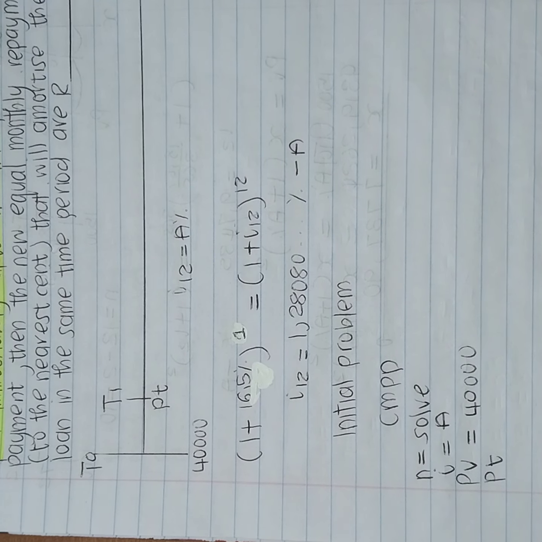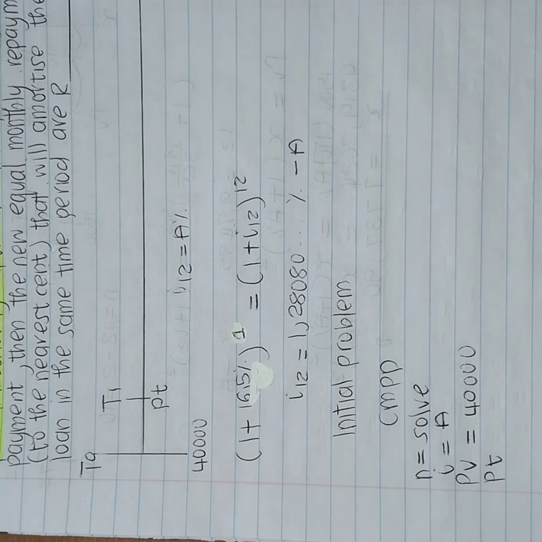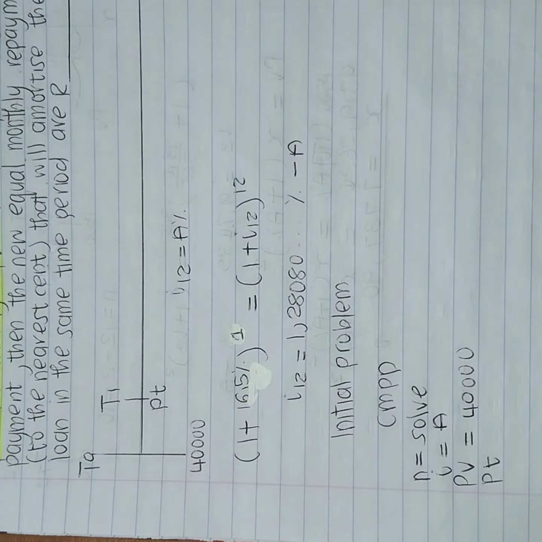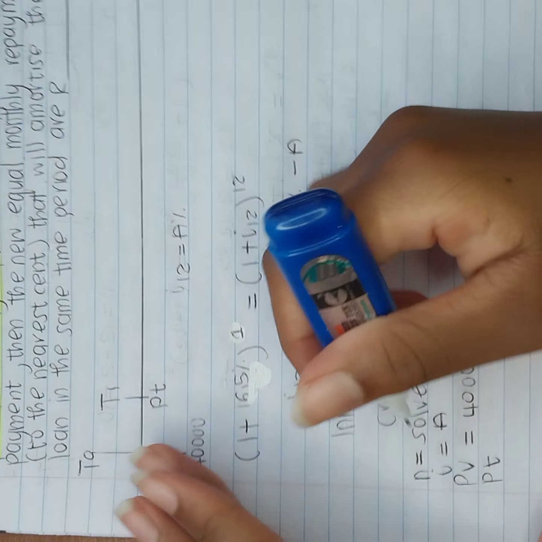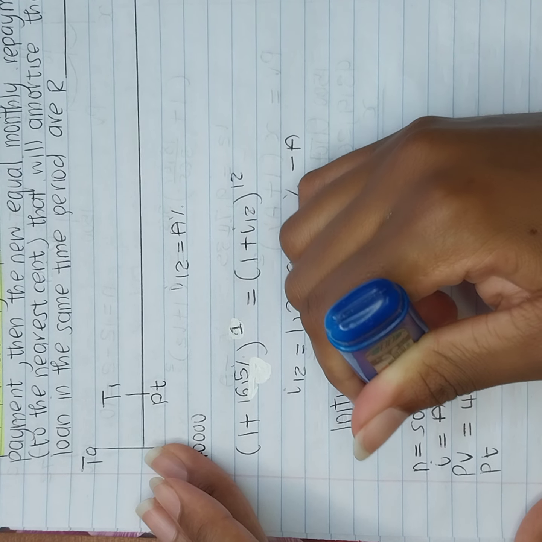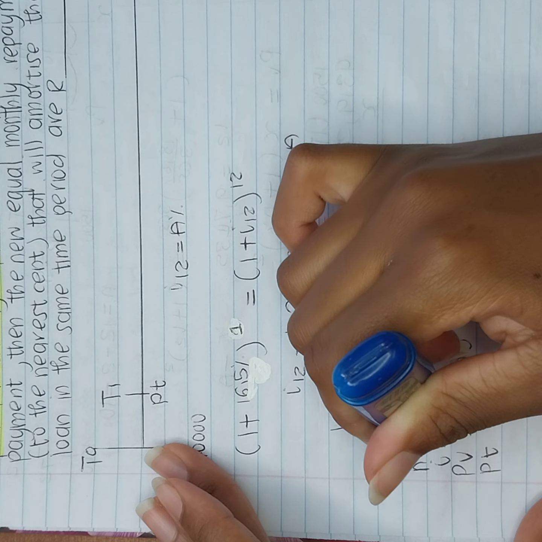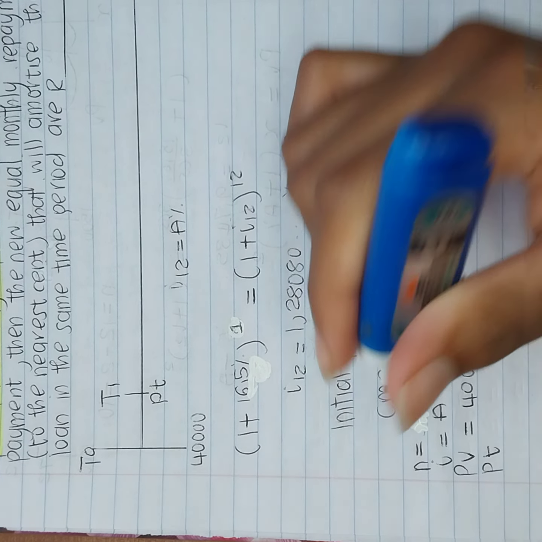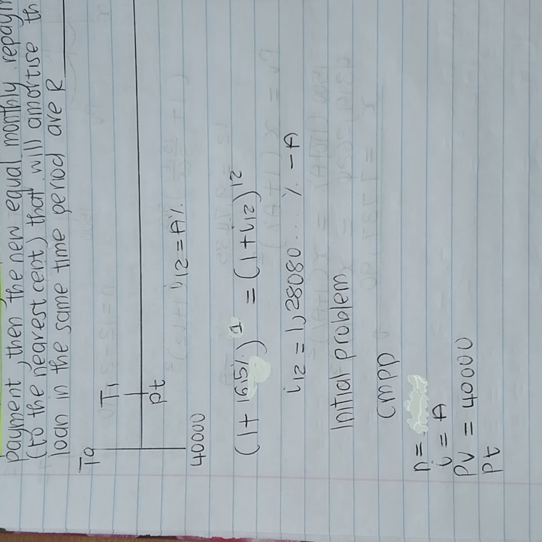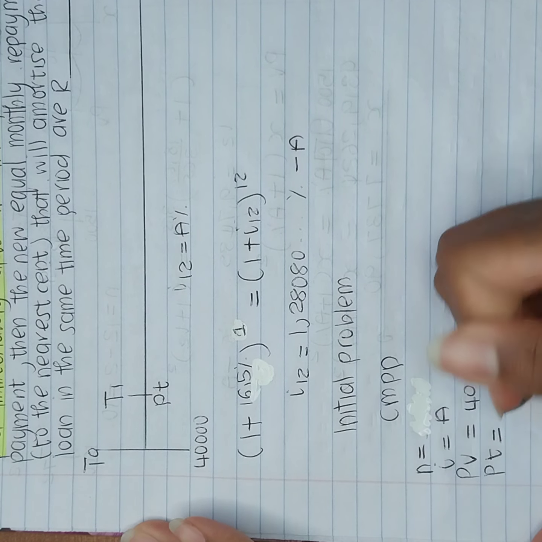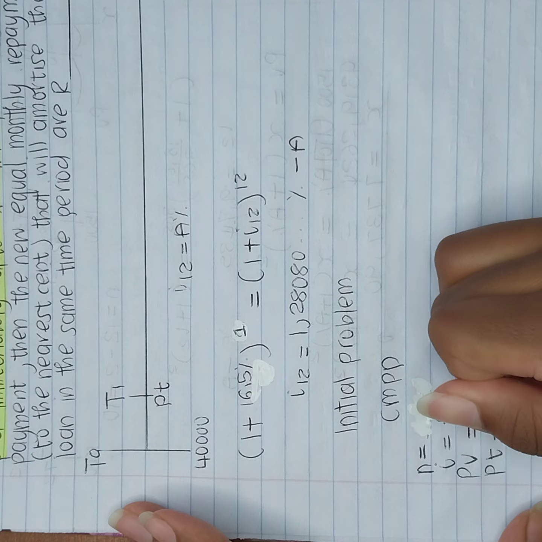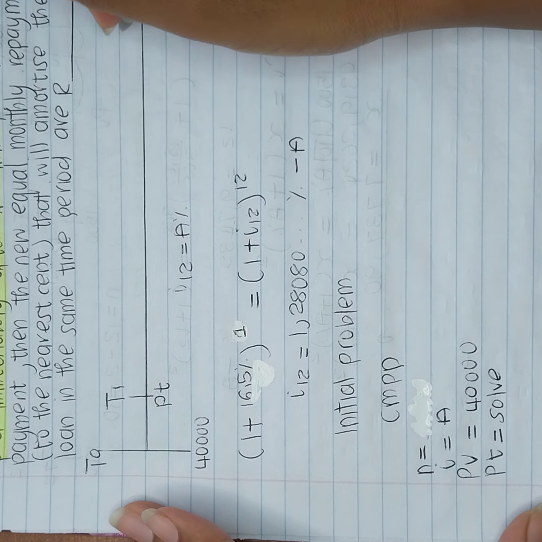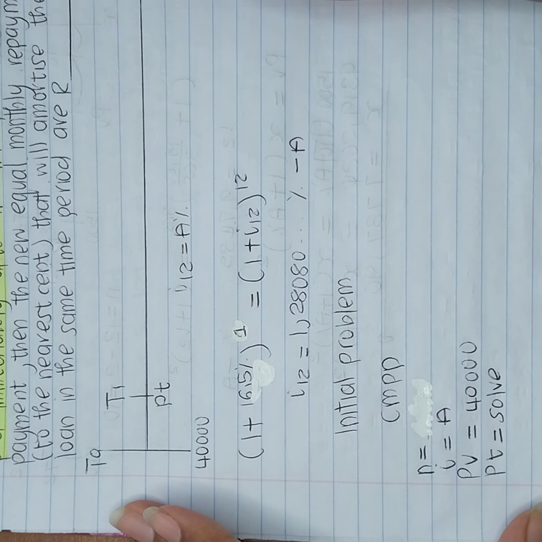Okay, I see my mistake. We are told that the loan of 40,000 is amortized by 60 equal monthly payments, so we are not solving for N. Sorry for the confusion. My N is 60 and I'm solving for PT, because I was wondering how we have both N and PT to be solved. Anyways, it was just a silly mistake. So we are actually solving for PT. Our payments are ending at T60.